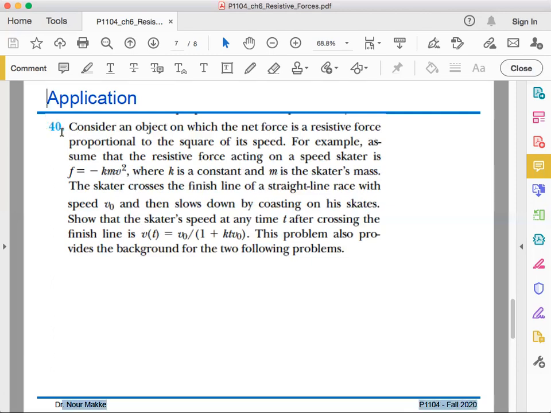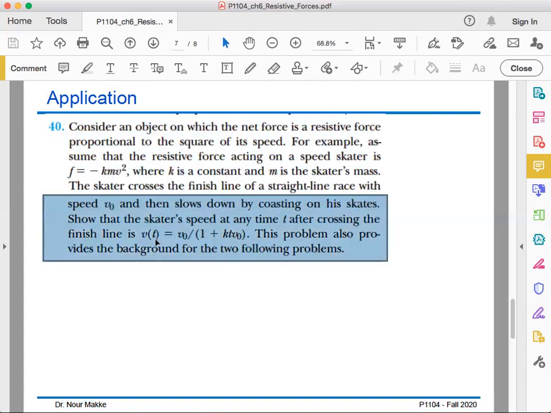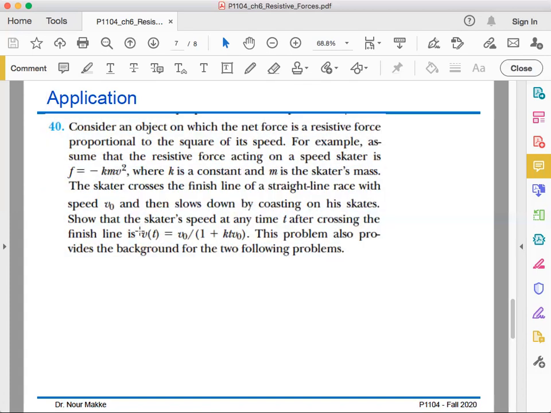So we just considered, in our case, this problem. I'm going to solve it. We have to show that the speed of the skater at any time t is equal to V0 divided by 1 plus K times t times V0. Let me just draw a figure for this.